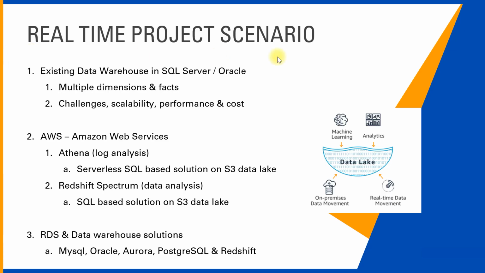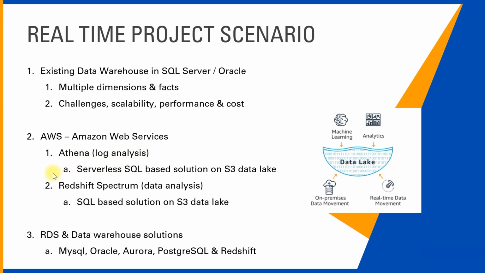So here is a real-time project scenario wherein you may have a data warehouse solution built on SQL Server or Oracle or any other relational database system, having multiple dimension and fact tables, and you may have certain applications dumping data. You may not have any challenges when the data volume is low, but as the data grows and you have more and more interfaces dumping data, it really gets challenging, and that's where all the scalability and performance issues come into play. But for this particular demonstration, I'll be choosing Athena.